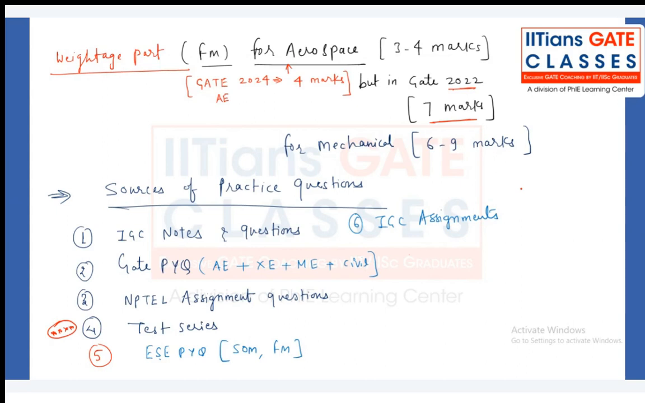And one more thing, which is very important: at the age of 21, 22 or 23, sometimes we may lack self-confidence. But on the first day itself, on the first page of whatever notebook you have, you have to write that I will get within 10 rank, and I will get 60 or 70 marks in the GATE examination. You have to just believe in yourself.